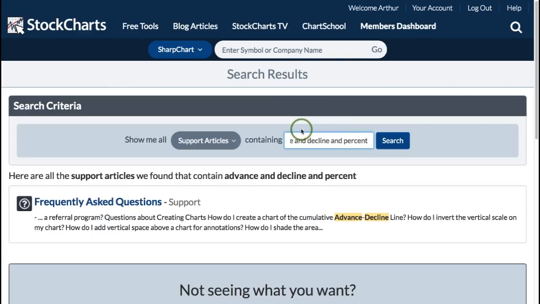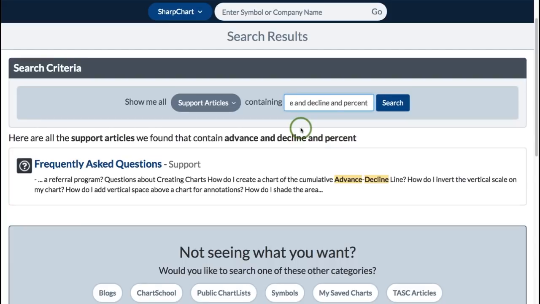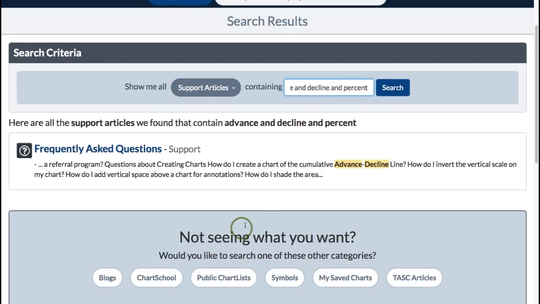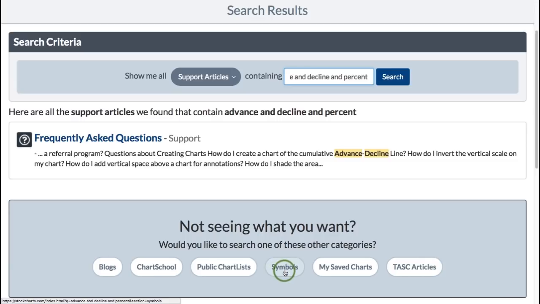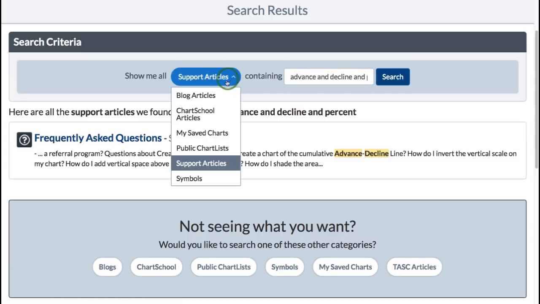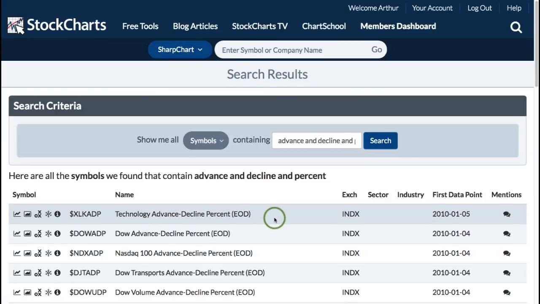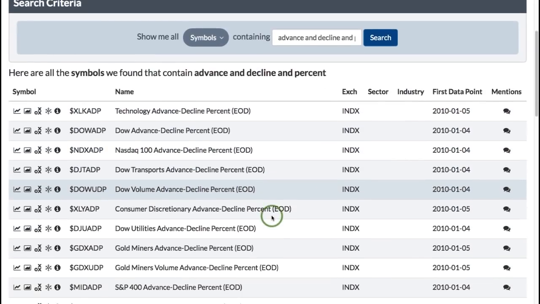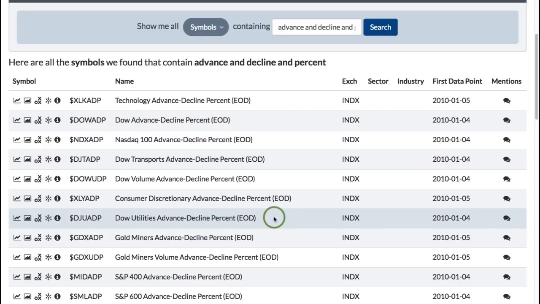So I click search and I'm going to get the results, and I'm like, oh wait, it says support articles, but that's not what I want. Well, that's a drop-down menu there. All right, and then you can see, not seeing what you want, well, I can click symbols here, or I can click this drop down here for symbols. So I'll just click symbols, and boom, I've got all the symbols that have advance and decline and percent.